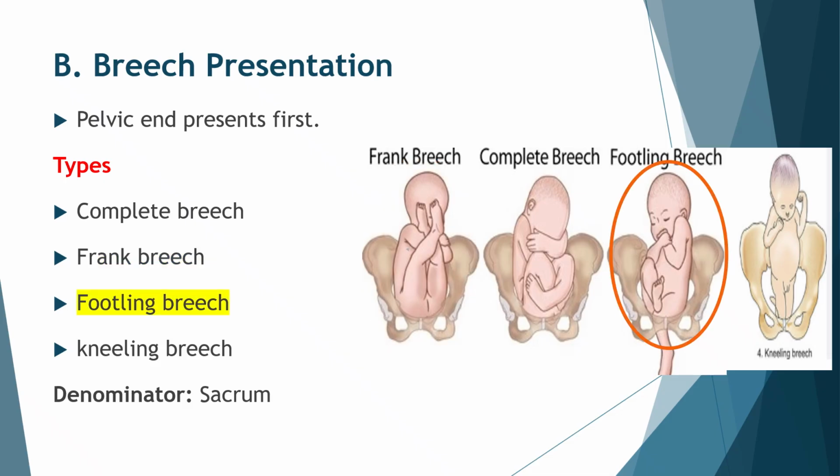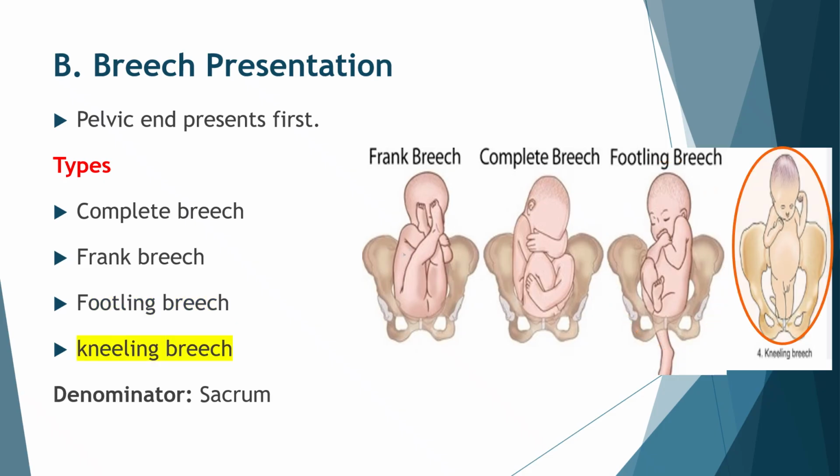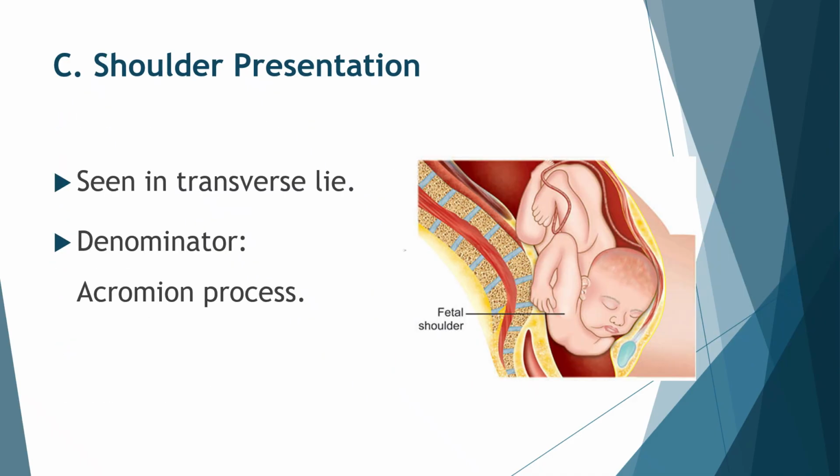The third type is footling breech. In this presentation, one or both feet come down below the buttocks and may present first through the birth canal. Because the feet are presenting, there is a higher risk of complications, such as cord prolapse. The fourth type is kneeling breech. In this rare presentation, the baby's knees are flexed and present first. It is not commonly encountered in clinical practice. So, dear students, whenever you hear the term breech presentation, remember that the baby's pelvic end is presenting first, instead of the head.